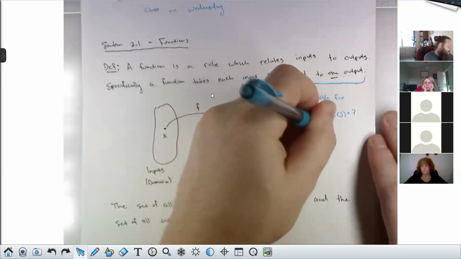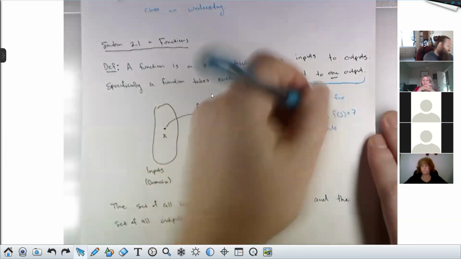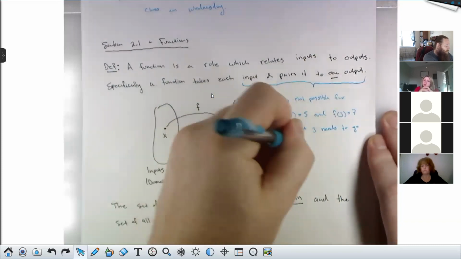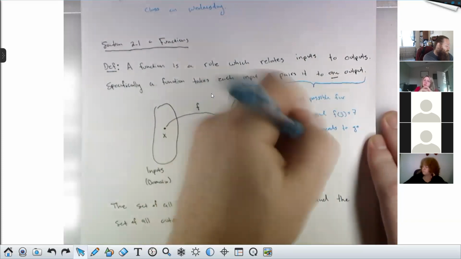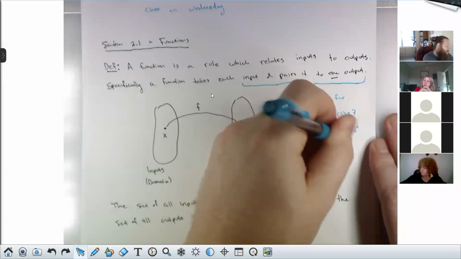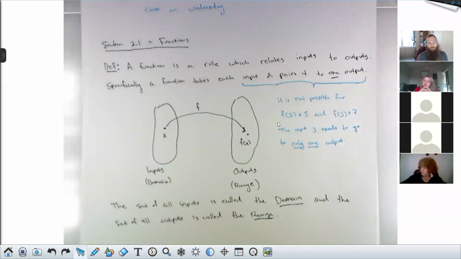The input 3 needs to go to only one output. Right. So for example, if I told you f of 3 is equal to 5, that's how we read this statement. That means that f takes the input 3 and pairs it with the output 5.